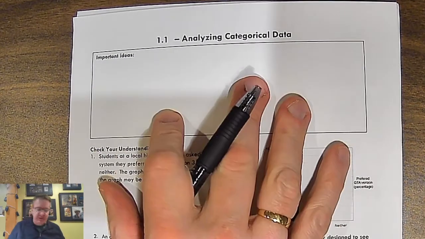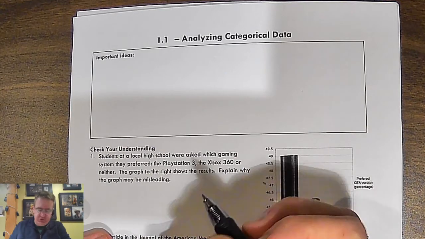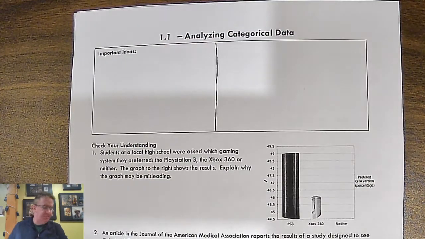So anyway, the important ideas for categorical data is this. We've got two of them, so I'm going to split it down the middle, a little bit off center. Okay, we'll do that.